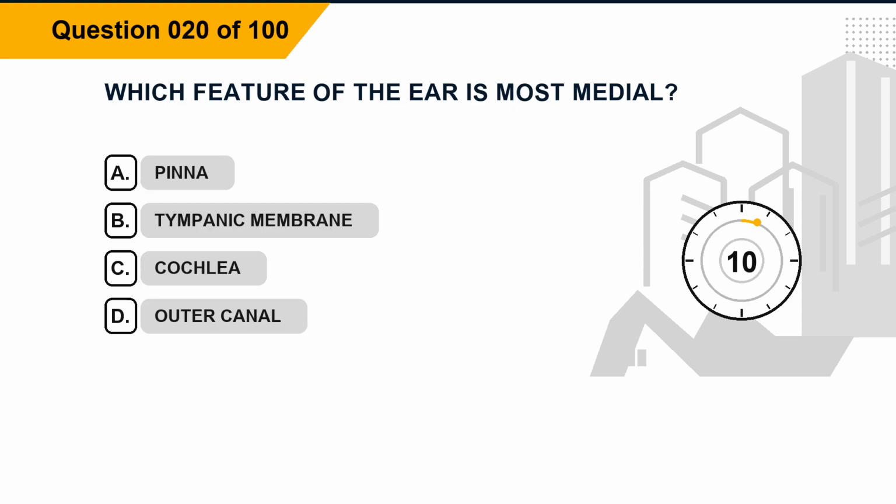Question 20. Which feature of the ear is most medial? Option A. Pinna. Option B. Tympanic membrane. Option C. Cochlea. Option D. Outer canal. The correct answer is option C.